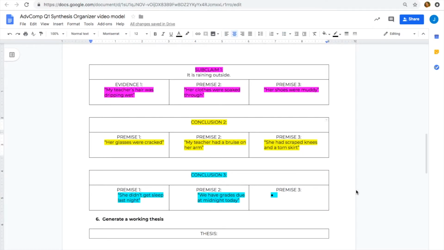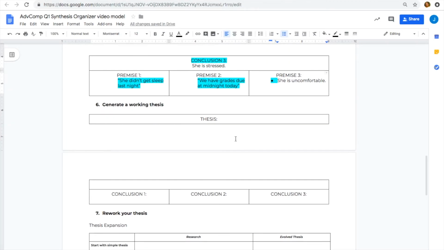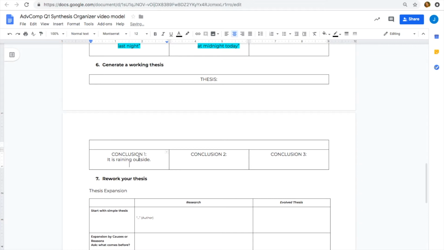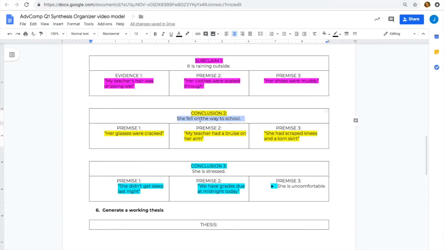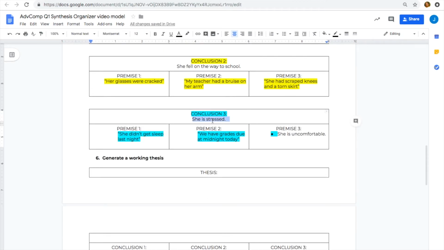Now I'm thinking about this last conclusion, and I remember that I've already kind of established a pattern within my first two subclaims or conclusions, right? If I fell on the way to school and it's raining outside, that's a lot of discomfort, and I think that discomfort or stress can definitely apply to that third conclusion. So although that's not a direct piece of evidence that I have, I know that the inference that I've already made could potentially be a supporting reasoning, a supporting line of reasoning for a subclaim that I discuss in my paper.